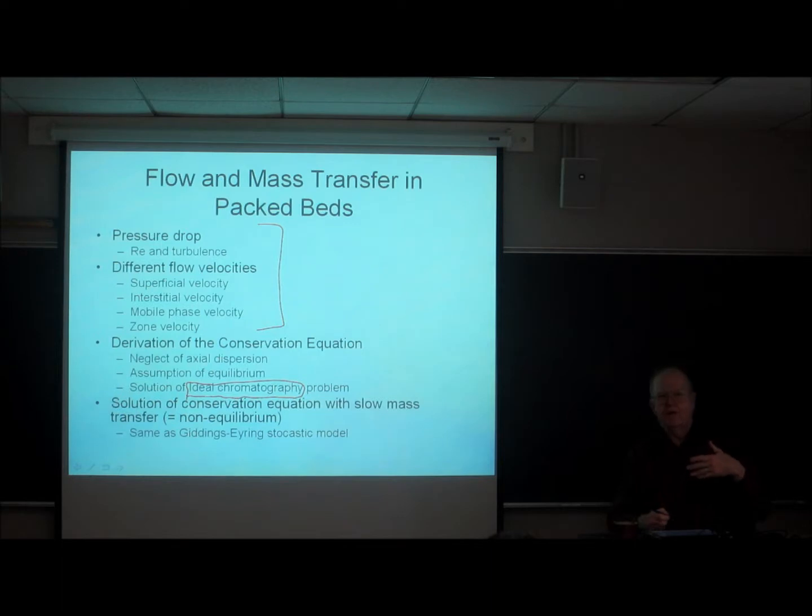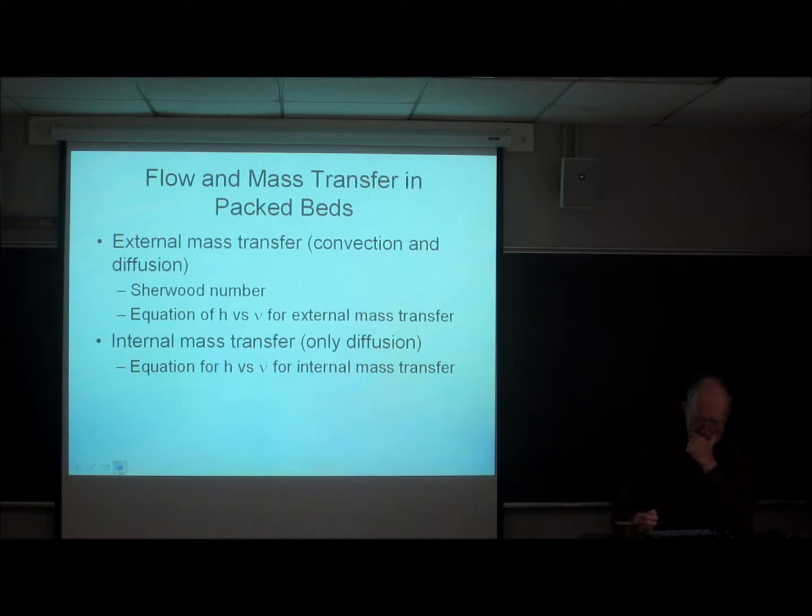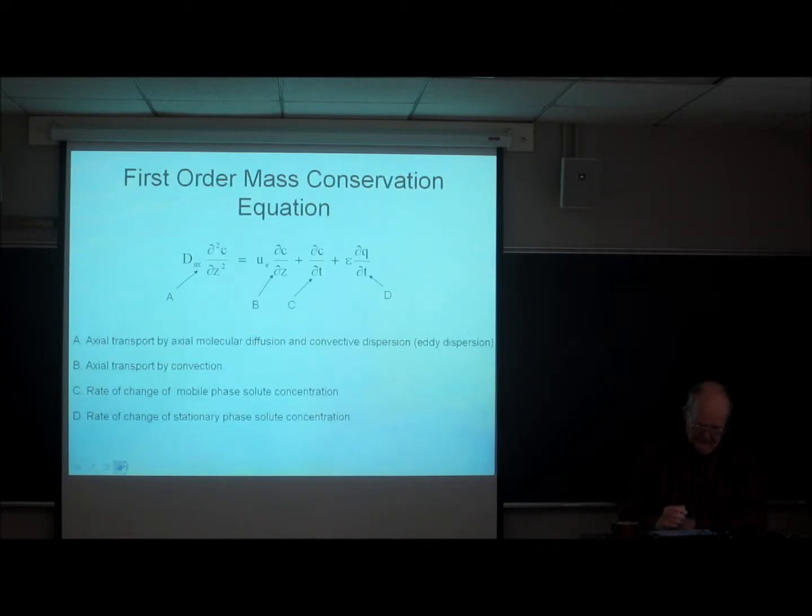It turns out that even though we're taking a very mathematical approach here, the solution to this problem turns out to be identical to the Giddings-Eyring solution. And so I'm not even going to write that nasty equation with the modified first-order Bessel function in it again. We're just going to assume that that's the solution, and we'll look again at the first moment and the second moment, and of course the HETP. And we'll consider both the case of external mass transfer and the case of internal mass transfer as the rate limiting processes. So that's what we're going to cover today.